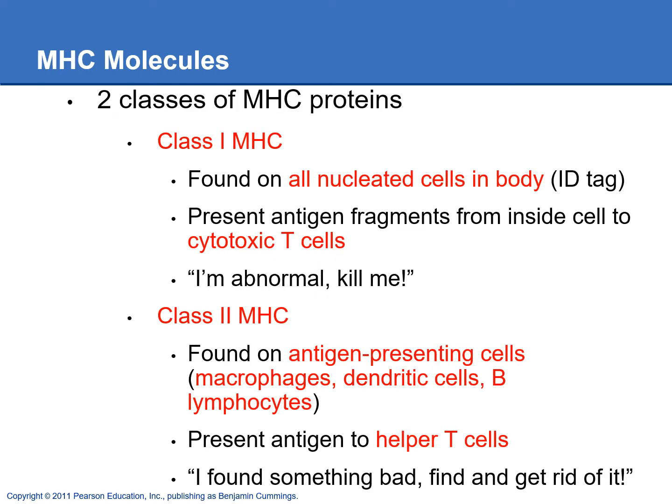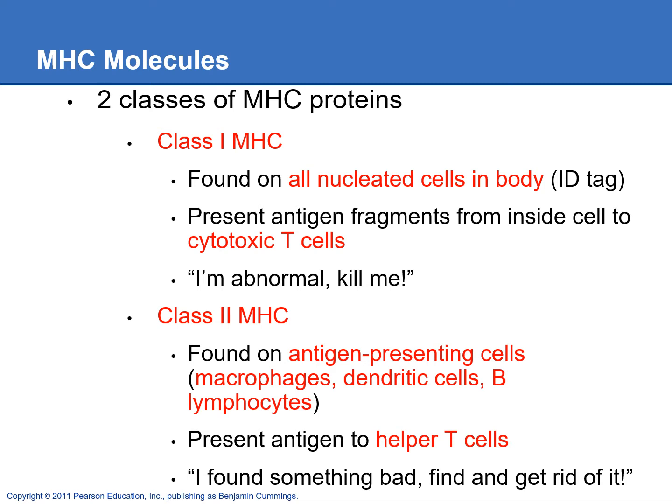There are two classes of MHC proteins. We have class 1 and class 2 MHC proteins. Class 1 MHC proteins are found on just about all of the body cells. Every cell that's nucleated will have a class 1 MHC protein. An exception to this would be the red blood cells, which don't have a nucleus. They don't have a class 1 MHC protein.